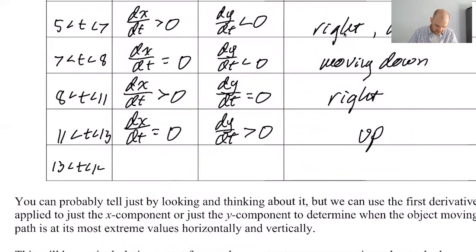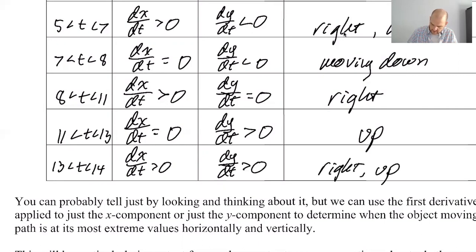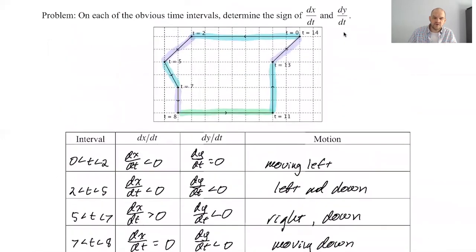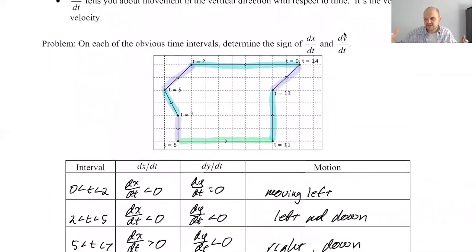13 to 14. Since you're moving to the right, dx/dt is greater than 0. Since you're moving up, dy/dt is greater than 0. Going to the right, and you're going up. So this kind of analysis is super useful. Don't flip out when you see these kinds of things, because it's about picturing the motion.